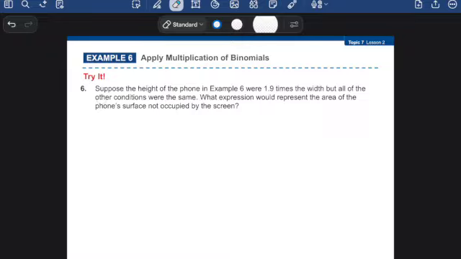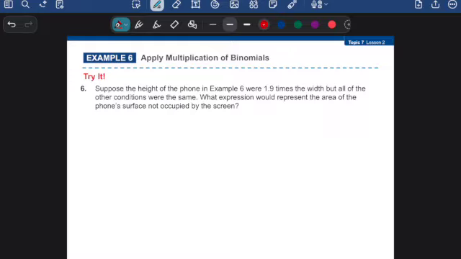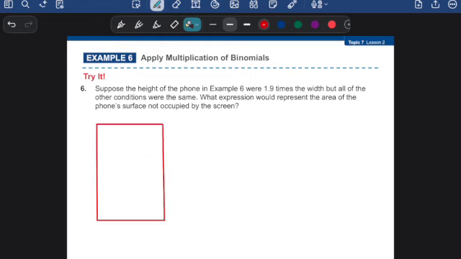Try it number 6. Suppose the height of the phone in example 6 were 1.9 times the width, but all the other conditions were the same. So I think this is worded a little bit tricky. So I'm going to redraw the picture and see if this can help. So there's the phone, and here's the screen. I'm orienting it like height.